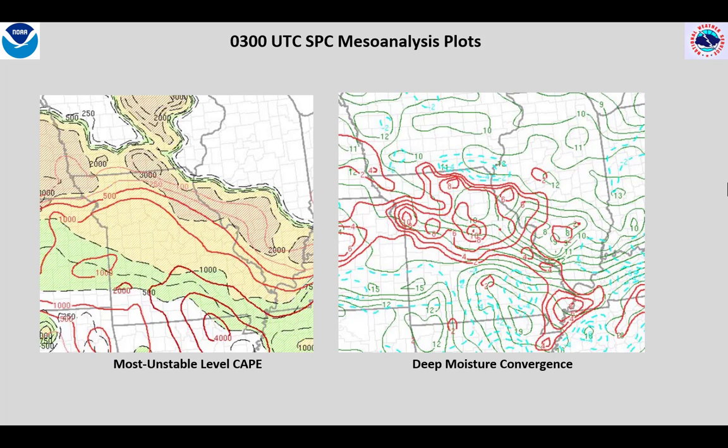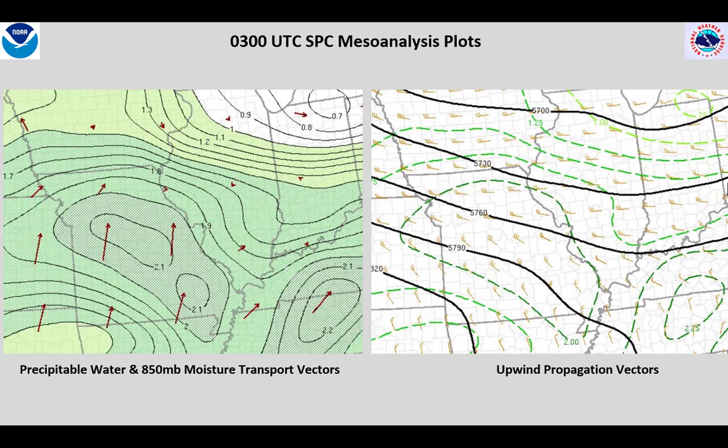Here are a few SPC mesoanalysis page plots, with most unstable CAPE on the left showing decent elevated instability across central Missouri, with more stable conditions over far northern Missouri. Deep moisture convergence is focused on the I-70 corridor and areas north, as shown on the right image. Here we see precipitable water on the left, showing anomalously high values across central Missouri. Heavy rainfall events often occur within this gradient, but close to the max values, in this case likely being north-central and east-central Missouri. The right image shows west-northwest oriented upwind propagation vectors, close to the same orientation as the steering flow aloft, suggesting potential for training convection.